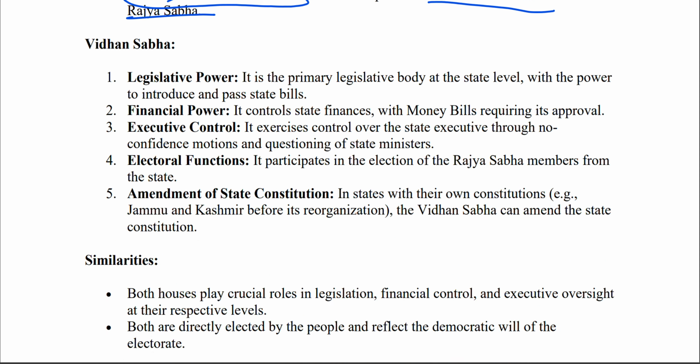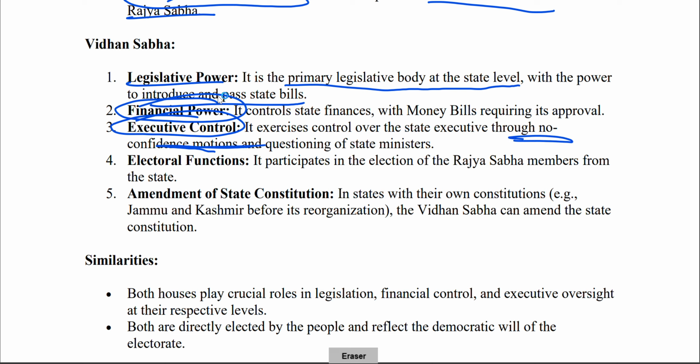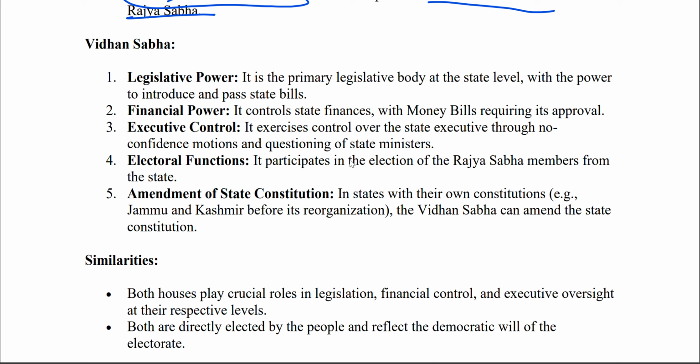Vidhan Sabha, legislative power. It is a primary legislative body at the state level and it has the power to pass the bills. Financial powers, executive powers with respect to the no confidence motions and questioning of the state ministers, right? So it exercises the control over the state executive through no confidence motions and questioning of the state ministers. Electoral functions, it participates in the election of the Rajya Sabha members from the state.